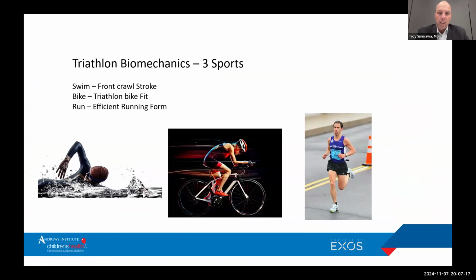When we talk about triathlon, the biomechanics is basically a set of 3 sports. In swimming, we're basically talking about the front crawl stroke. In bike biomechanics, we're talking about triathlon specific bike fit. And in running, we're talking more about an efficient running form.